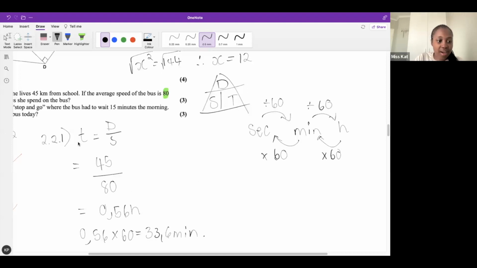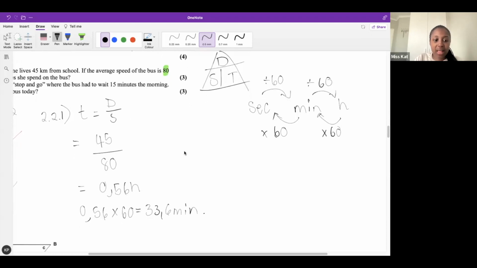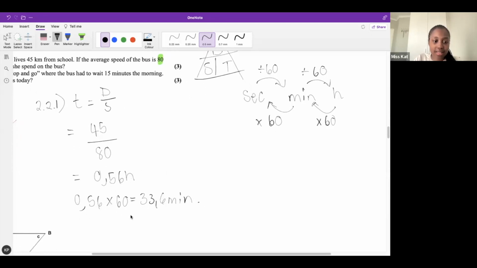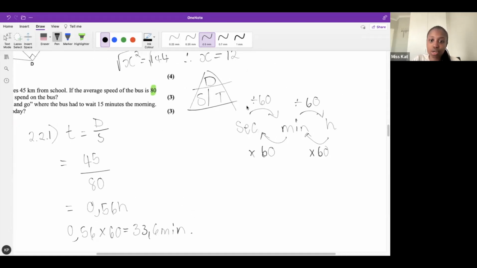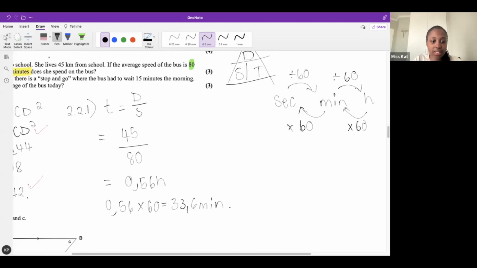Do not ever take this answer as you must times by 100, okay? Because you must remember this 0.56 is out of 100 and we don't have 100 minutes in an hour or 100 seconds in a minute. Take a screenshot of these two. Please, please, please. Let's know our conversions.